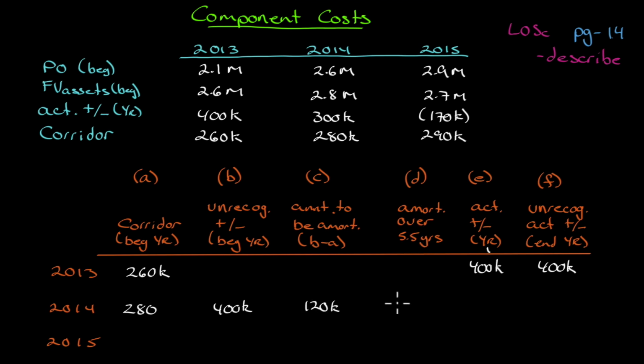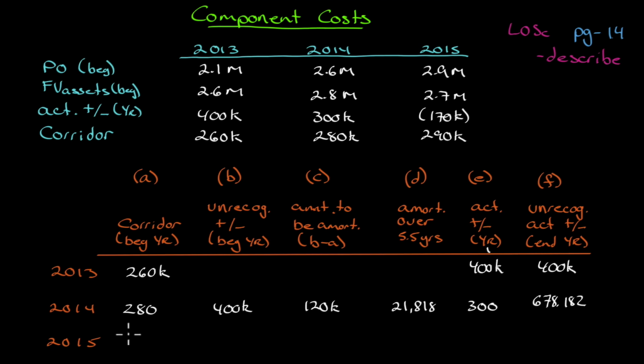Since we're doing it over 5.5 years, we'll amortize 21,818 per year. And the actuarial gain or loss for this year is now 300. So what is unrecognized at the end of the year? It is 400 minus the 21,818 because we've amortized it, plus the 300 gives us 678,182.